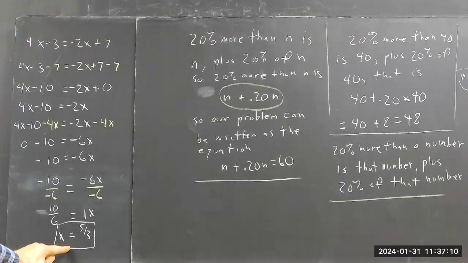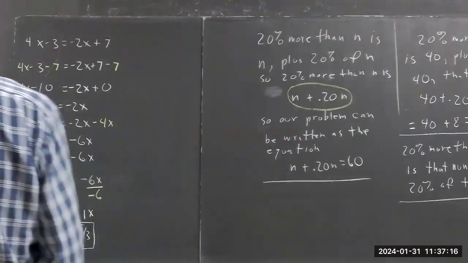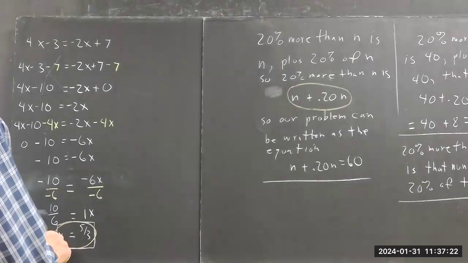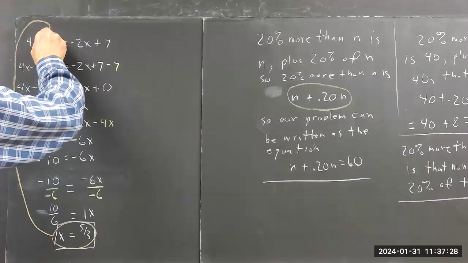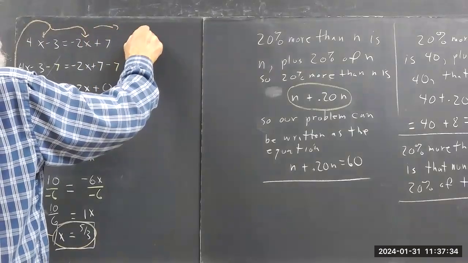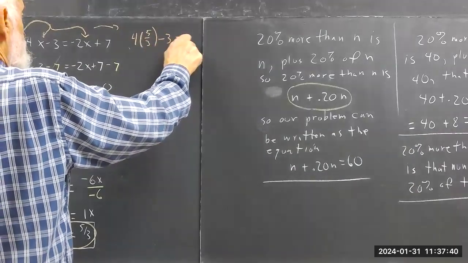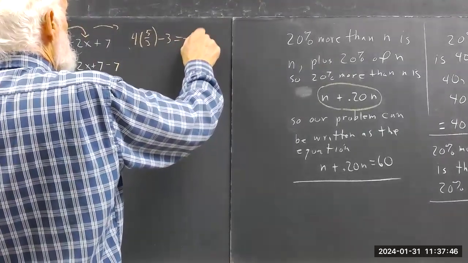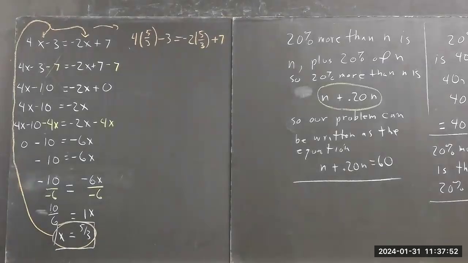Now that we've solved it, we check. I take this solution and plug it in for x here and plug it in for x here, which gives us 4 times 5/3 minus 3 equals, a little more space here, -2 times 5/3 plus 7.